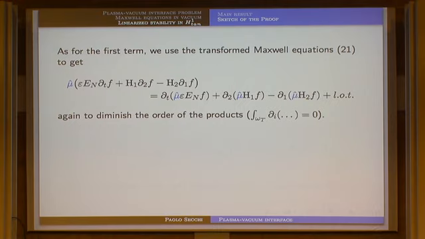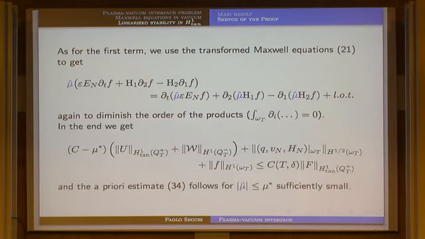Okay, but here we use again the Maxwell equations, make a lot of calculations, write the first term, this one, in this form, derivatives of something plus lower order terms, then make integrations. After integrations, these terms disappear. We only get the lower order terms, and in the end, we arrive at something of this form, our a priori estimate. And here you see that we need to take this number mu star, which controls mu hat, small enough in order to close the estimate.